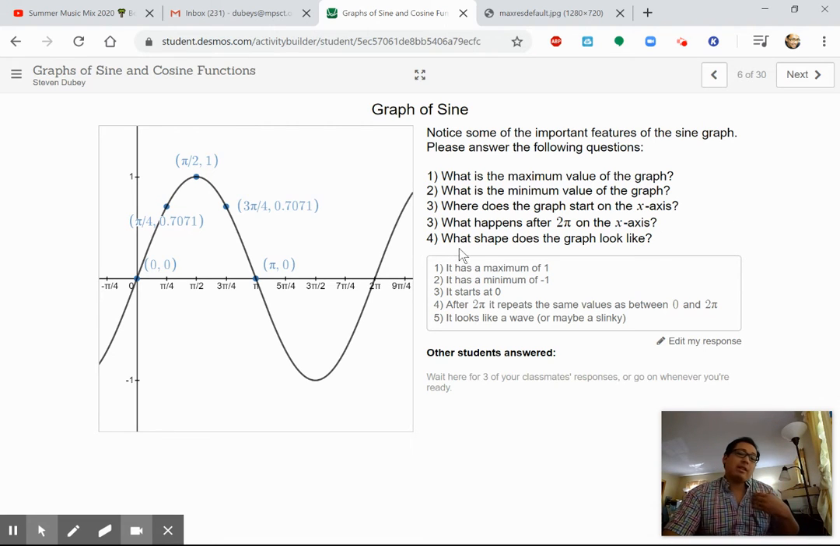And then here's what I said. What shape does it look like? I mean, hopefully if you've answered it, you've seen some of your classmates' responses. I think it looks like a wave, kind of going up and down, or maybe a slinky. But yeah, a lot of people call the graph of the sine function a sine wave, because that's what it looks like.